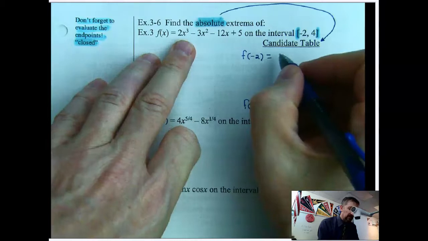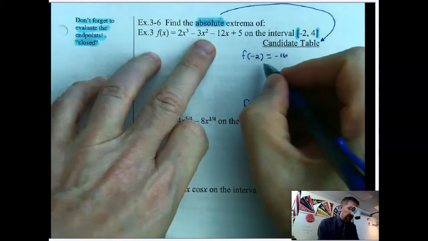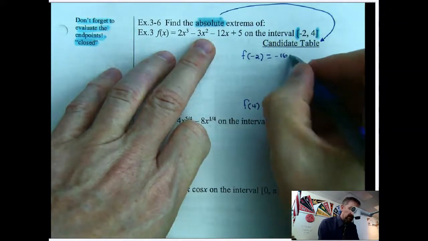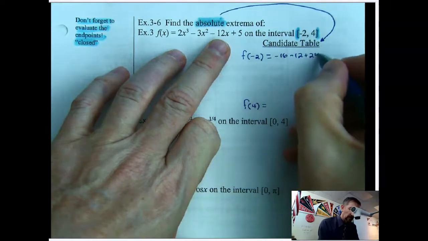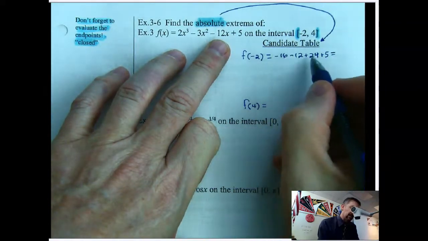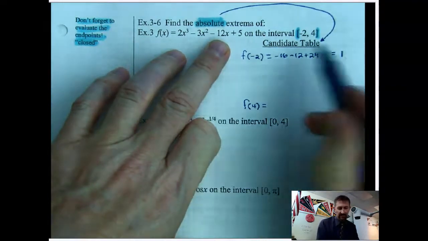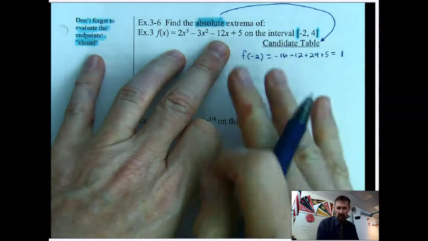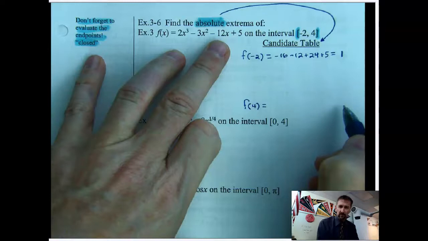So, negative 2 cubed is negative 8. So that's going to be negative 16. Negative 2 squared is 4. That's going to be negative 12. Negative 2 in here, that's going to be plus 24 and plus 5. So that's negative 28. That's negative 4. That's 1. Okay, so in this case, we're just looking at what are the actual values. What's the biggest one and what's the smallest one?